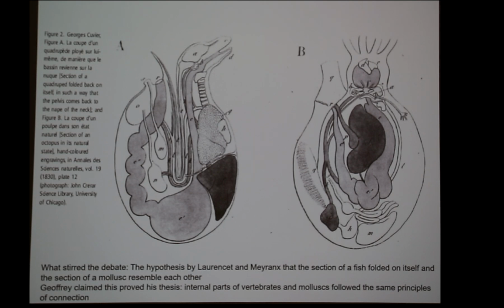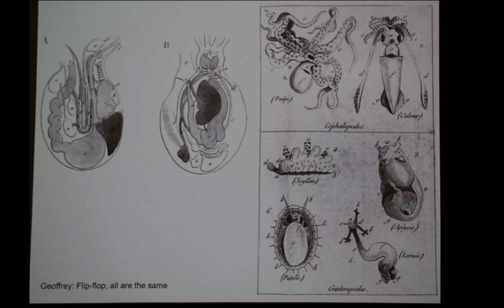Geoffroy, so this is a hypothesis that the section, when you fold a fish on itself, resembles the section of a mollusk. Geoffroy claimed that this proves his thesis: internal parts of vertebrates and mollusks follow the same principles of connection, and for two years the French public is watching these two scientists debate each other. And Cuvier has a whole natural history museum behind him with lots of drawings being produced, taxonomy being expanded and classified more and more. And Geoffroy is basically trying to argue for a theory that he can't really prove.